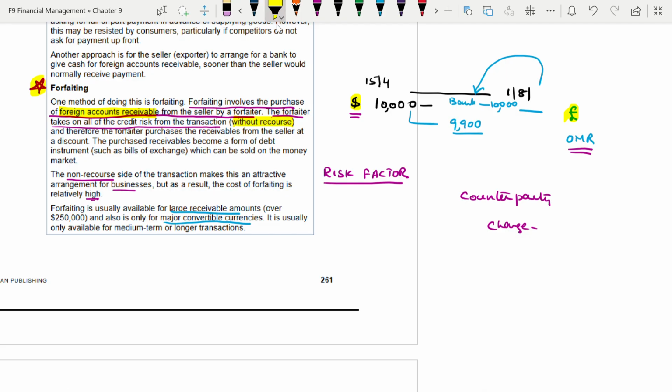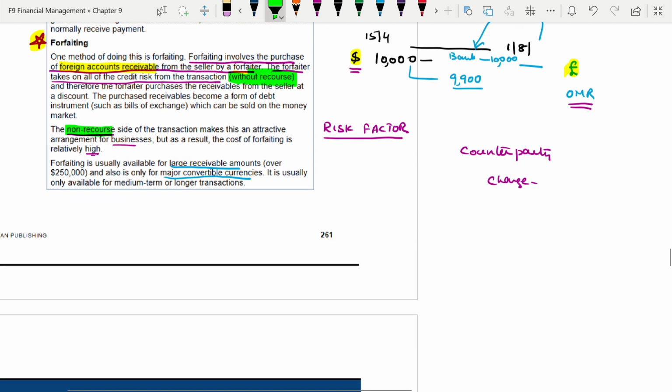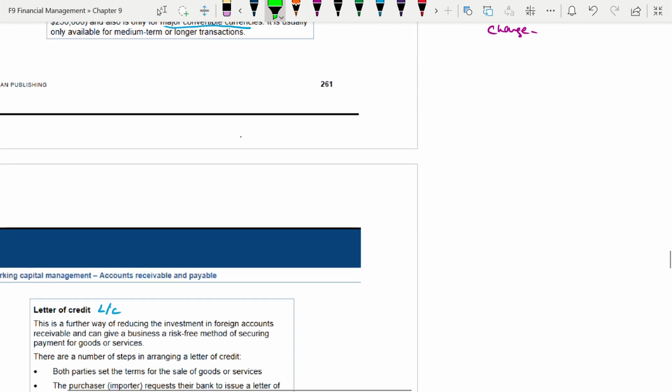I am putting this in green because I will cover this in some more detail at a later stage. Okay? Fine. Are you clear about this?